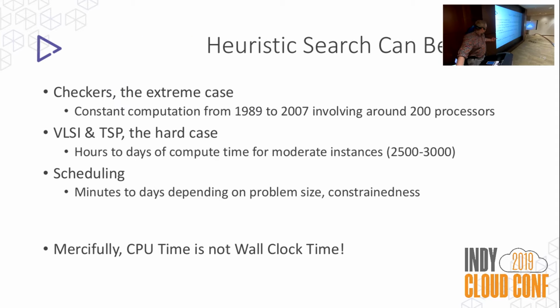Where we're going to go is that heuristic search can be really expensive. So checkers is a great extreme example. There's a guy named Jonathan Schaeffer who, maybe starting in 1989, set out to prove whether checkers was a draw, a win, or a loss for the starting player. Turns out it's a draw, and he ran a computation from 1989 to 2007 to prove that that was the case. So, using 200 processors, it took him on the order of 20 years. That's the most expensive application I know of.